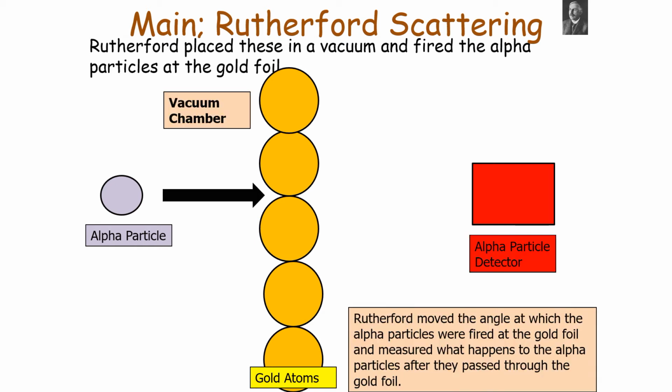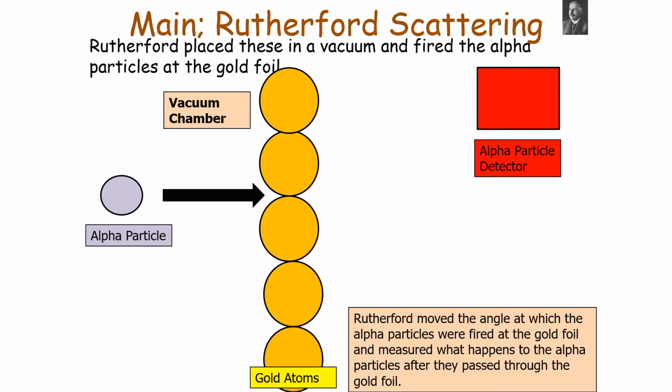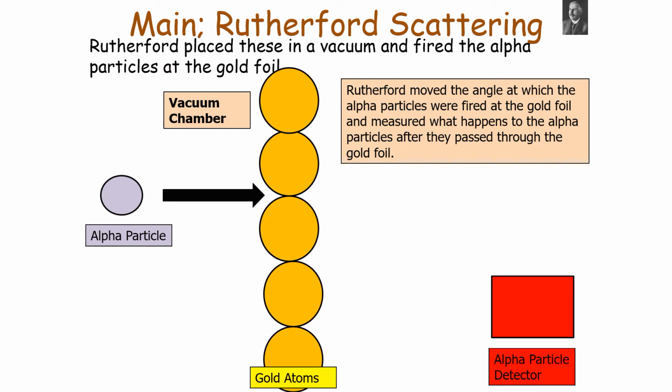So what happened is Rutherford placed an alpha particle detector on the other side of the gold atoms, and he moved the angle in which the alpha particles were fired at the gold foil and measured what happened to the alpha particles after they passed through the gold foil. So the alpha particle detector was moved to different positions, and as a result he then observed where the different alpha particles were coming out.